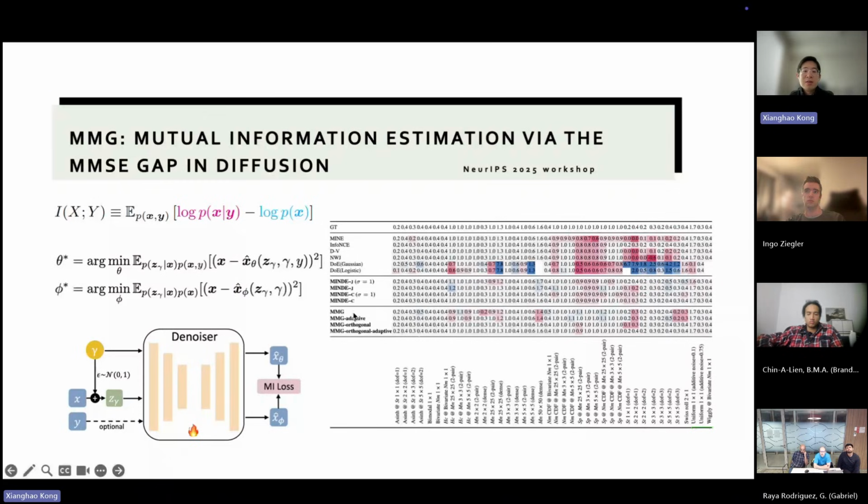So in that case, you can see our model and our several variations can get the best estimation out of these almost 20 tasks. And our best model can achieve almost accurate estimation of the mutual information. So that all benefits from the exact equality between the negative log likelihood and the denoising process. Yeah.